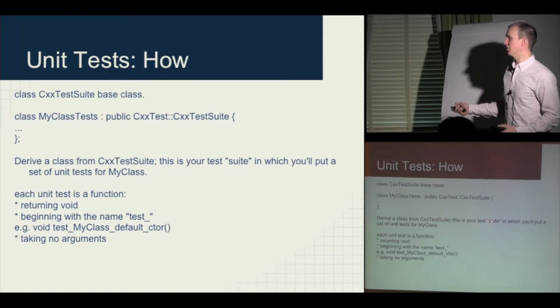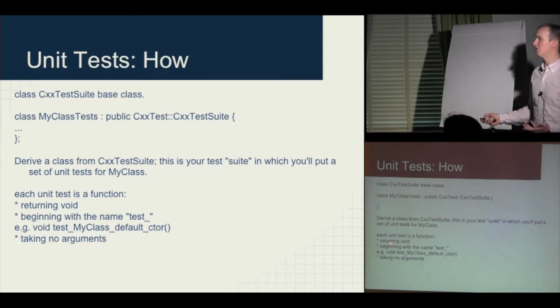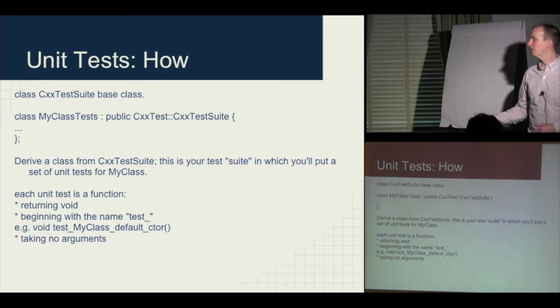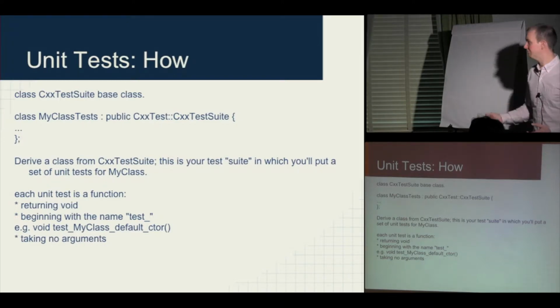So this is going to be your suite of tests, and then each unit test is a function that returns void, that's named beginning with test underscore, and that it should take no arguments. So this would be, say, a valid declaration. So void test underscore my class underscore default underscore ctor for the constructor, right?